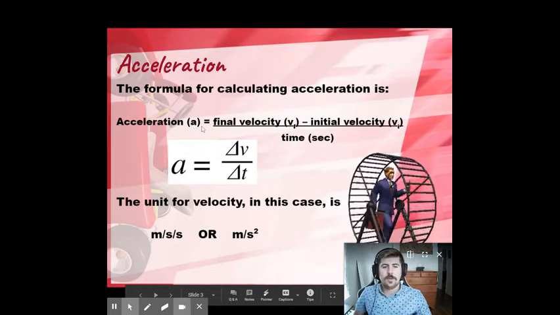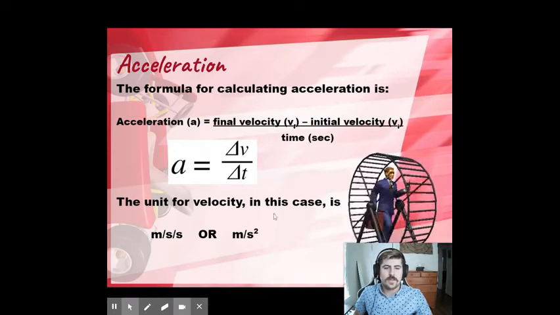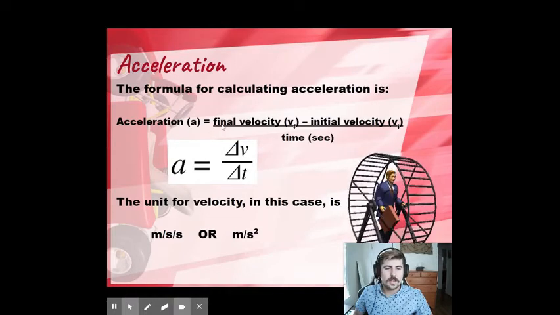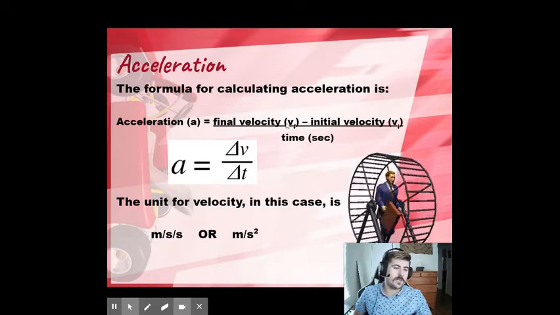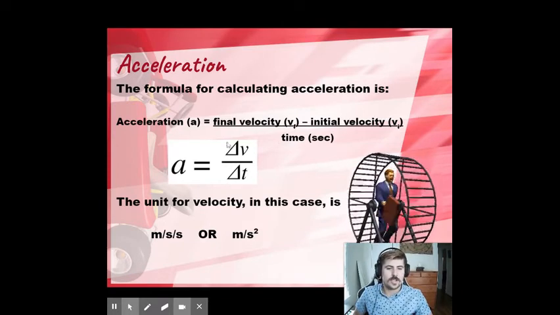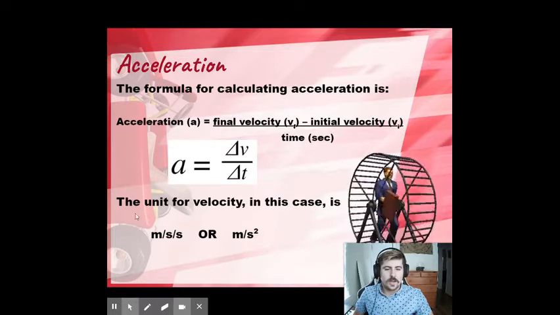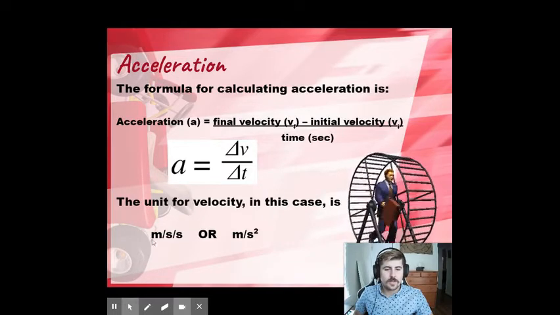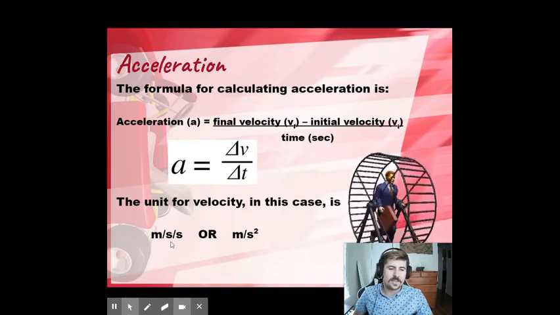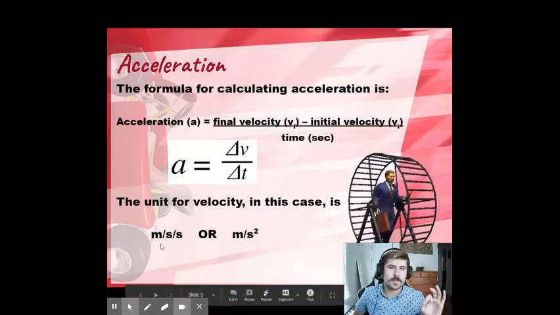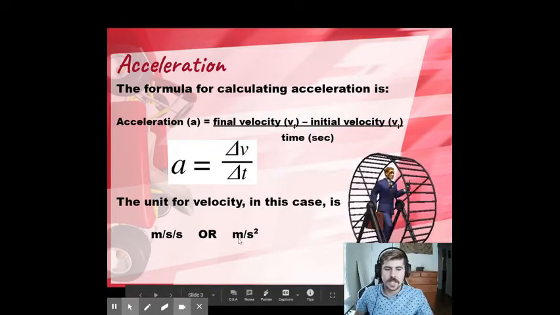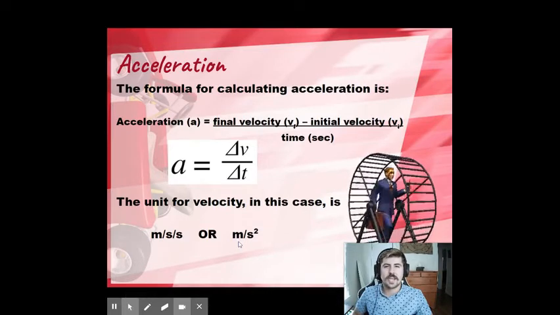There's a formula for acceleration. The formula is going to be final velocity minus initial velocity. So another way of saying that is change in velocity over time, or change in time. The units that we have are going to be meters per second per second. So unlike velocity, which is just meters per second, this is meters per second per second. So we like to say it as meters per second squared.